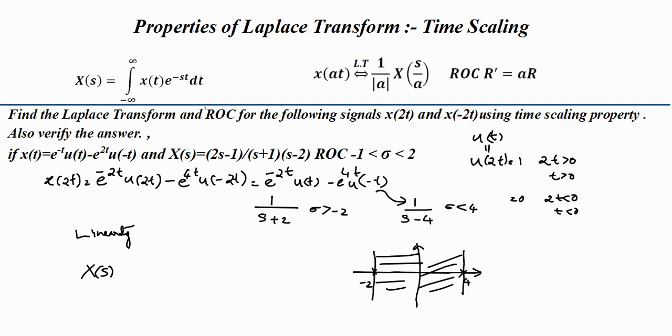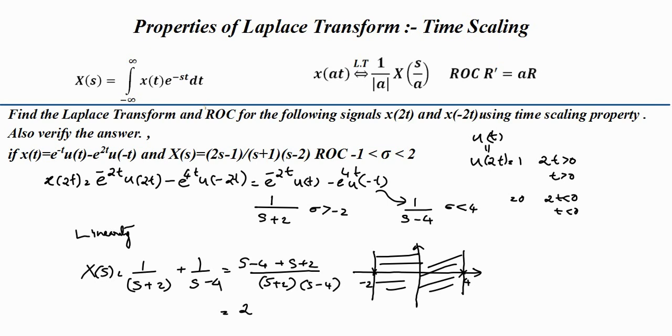So X(s) can be written as 1/(s+2) plus 1/(s-4). After simplification, (s-4 + s+2) divided by (s+2)(s-4), so we will get (2s-1) divided by (s+2)(s-4), and the ROC is from -2 to 4.